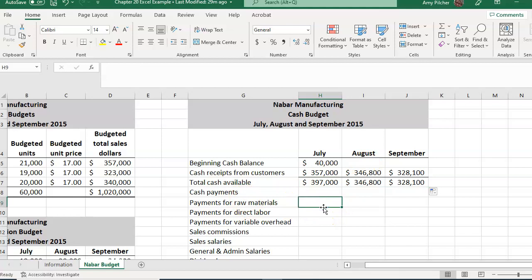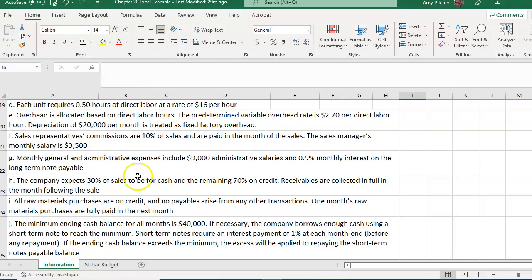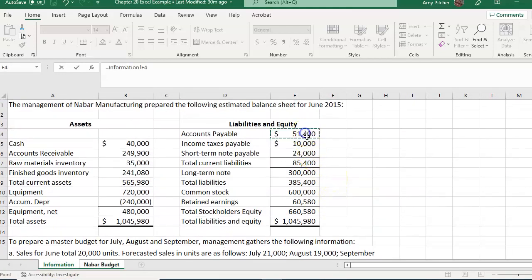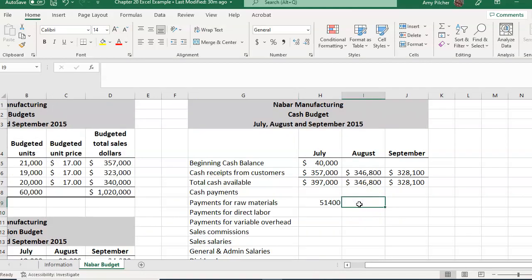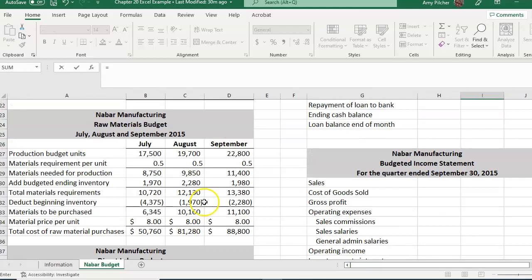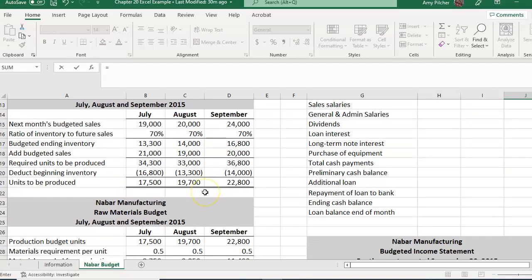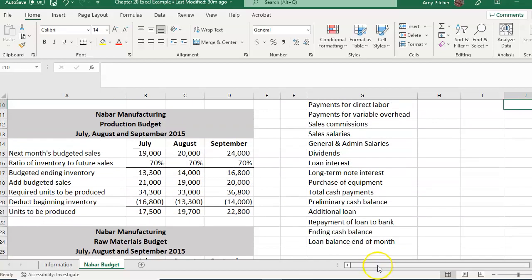Then I have my cash payments. First is my payment for raw materials. If I go to my information, it tells me that all raw materials purchases are on credit and no payables arise from any other transaction. One month's raw materials purchases are fully paid in the next month. So that means in July, I pay for June's raw materials. That would be in my accounts payable balance on my balance sheet. Accounts payable. But in August, I'm going to pay for July's purchases, and that is on my raw materials budget. And in September, I'm going to pay for August's raw materials purchases. Okay.